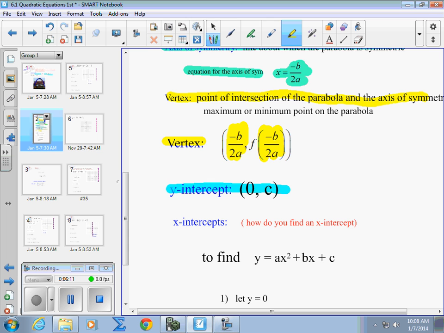The y-intercept, 0 and c, is where the curve crosses or intersects the y-axis. The x-intercepts are where the curve crosses the x-axis. To find the x-intercepts, we're going to factor. We will not be finding the x-intercepts tonight.